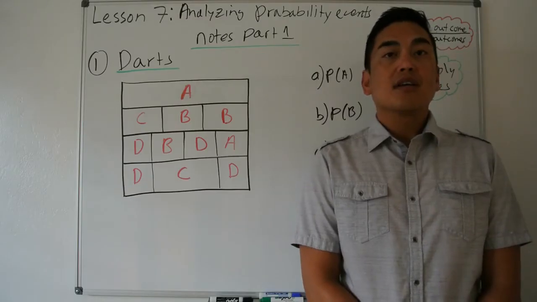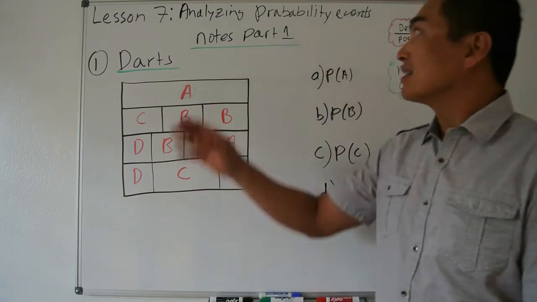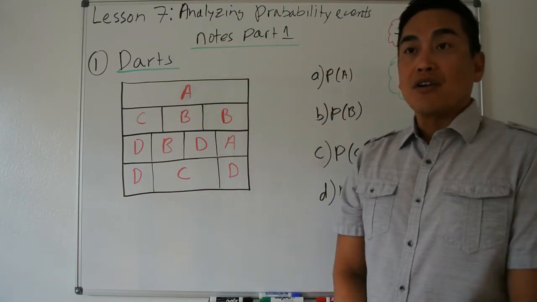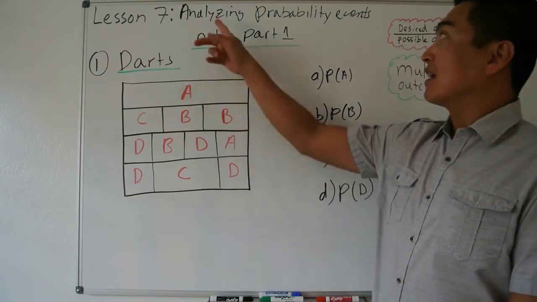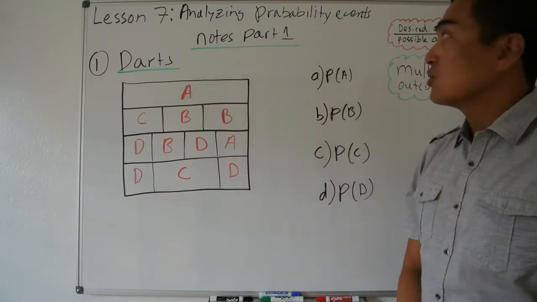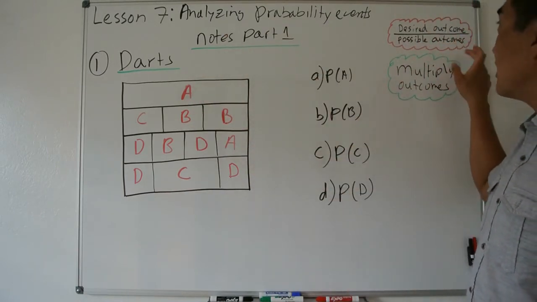Hello students, welcome to lesson 7 on our distance learning, and it's about analyzing probability. So again, we'll be using our desired outcome over possible outcome.